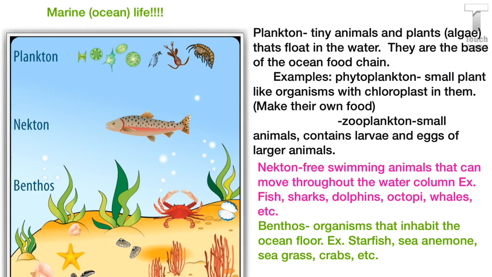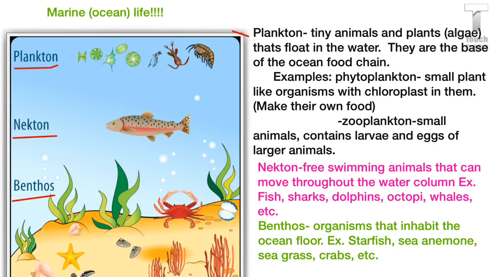Okay, so we're done talking about the ocean features. Now let's talk about the ocean creatures. Yeah, I know. All right, so look at this picture here. We've got what's called plankton, nekton, and benthos. And this is how we take the animals that are in the ocean and break them down into three good categories. So plankton is just tiny animals or plants, algae, that floats in the water.